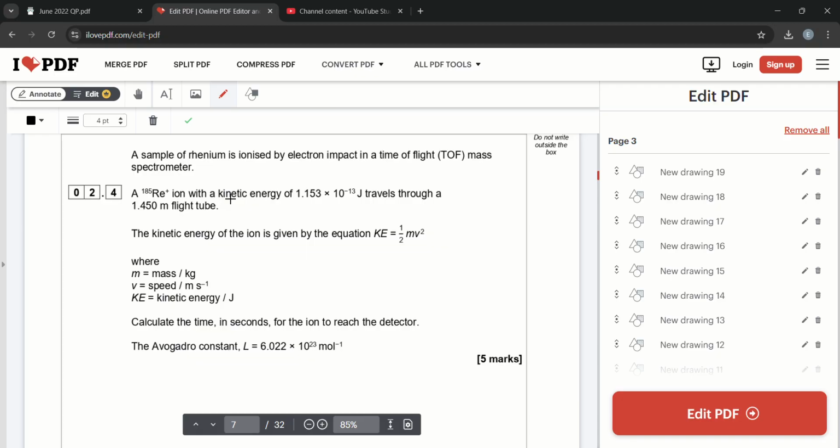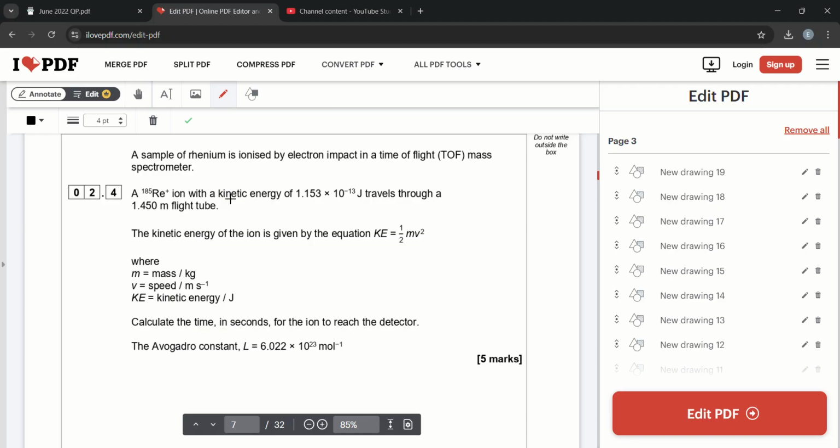So it says a 185Re+ ion with a kinetic energy of that travels through a 1.45 meter flight tube. We know the kinetic energy is given by that. Calculate the time for the ion to reach the detector. Okay, so we've got the length of the flight tube, aka the distance. We've got the kinetic energy.